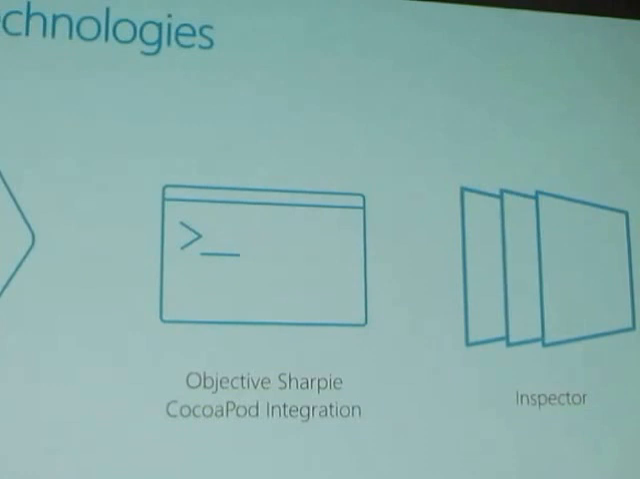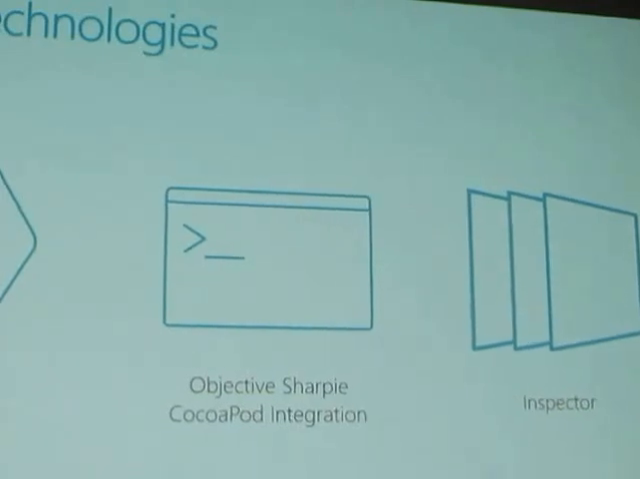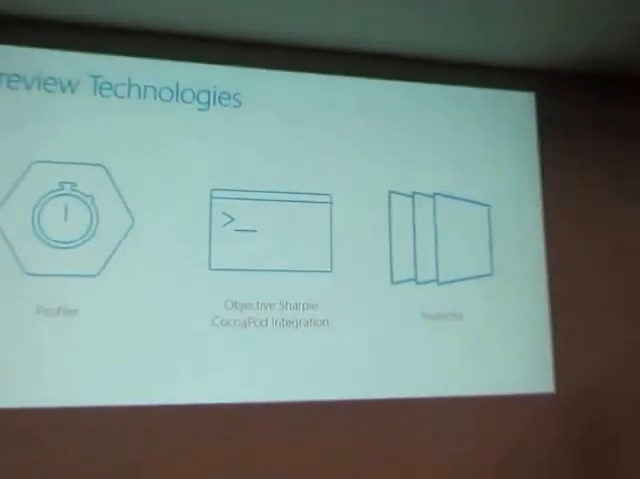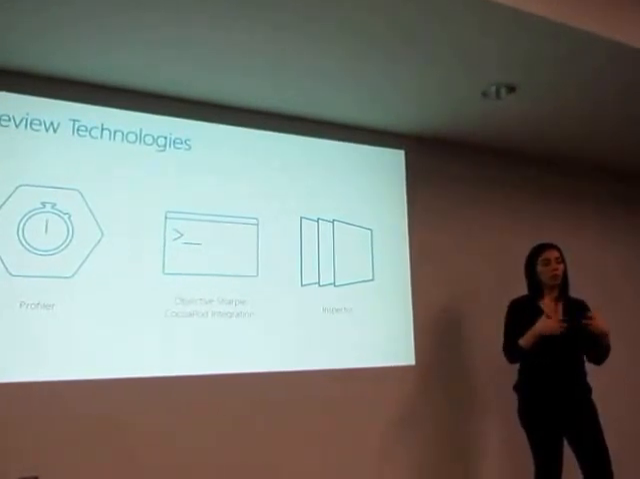So if there's a third-party library out there that you really like, but it's only written in Objective-C, well, you can create an iOS binding for it. But they've taken it one step further where they've added CocoaPod integration. So if there's a CocoaPod that you want to use in your app, you can use the command line tool to bring that CocoaPod in and create the bindings for you.